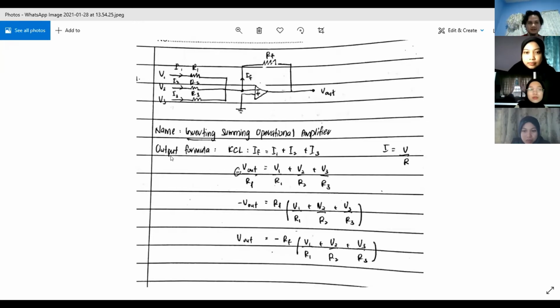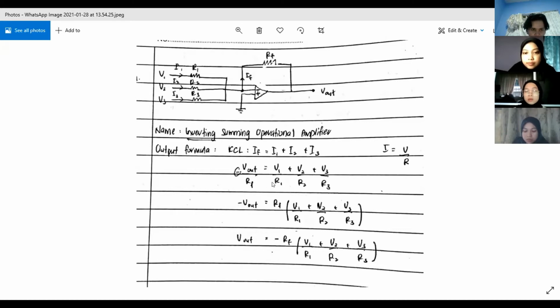Okay, so untuk kira output formula kita guna KCL, Kirchhoff current law. Kita tahu Kirchhoff current law, current in is equal to current out, so IF equals to I1 plus I2 plus I3. The formula for I is I equals to V over R. So V out over RF equals to V1 over R1 plus V2 over R2 plus V3 over R3. Do not forget the negative value since it is inverting.